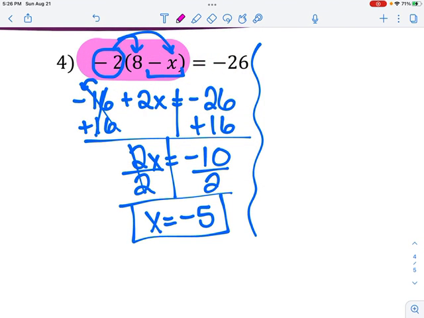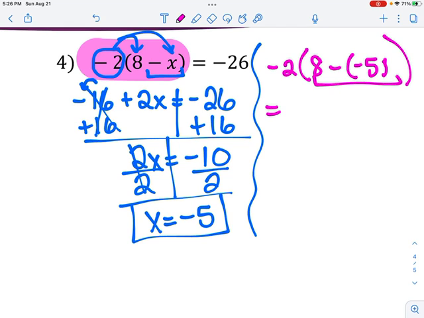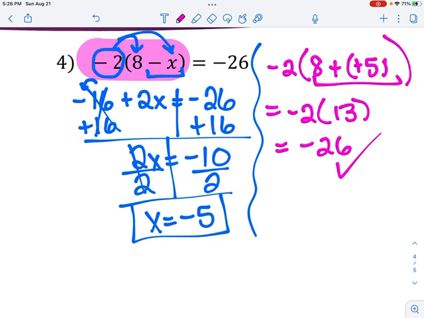So for the check, we would simply take the negative 5, plug it back in for x. Notice just a couple things. When we plug back in, I like to use parentheses. It's a good, safe way of plugging in. Okay, so we start in the innermost parentheses, so plus a positive. So 8 plus a positive 5, that's going to be 13. And then negative 2 times a positive 13, that's a negative 26. And that is indeed what we wanted, so we know that we have the correct answer.